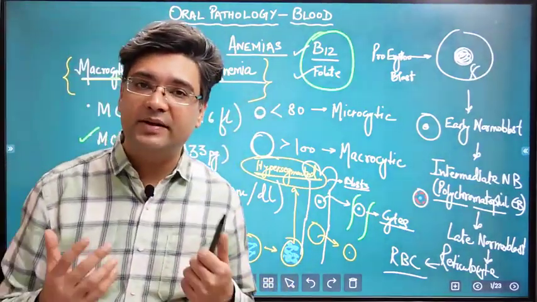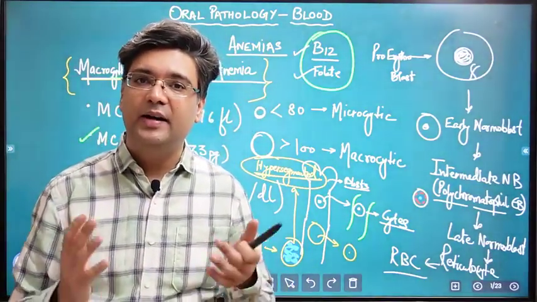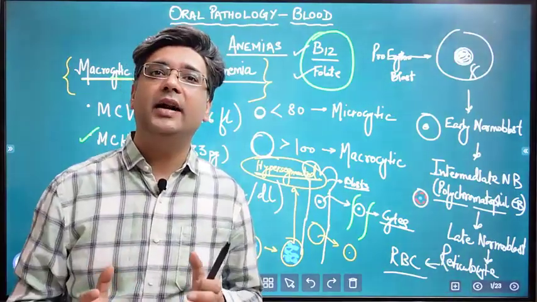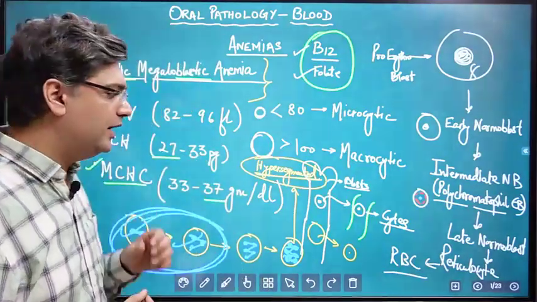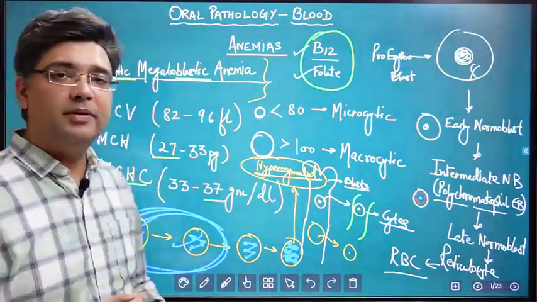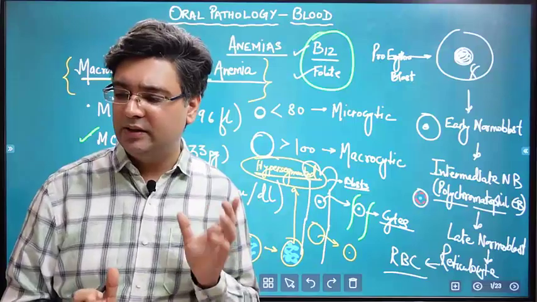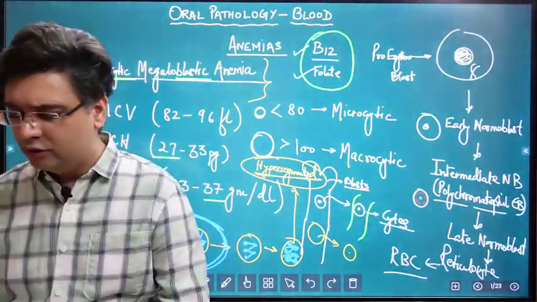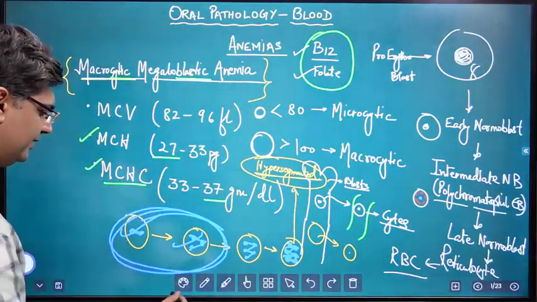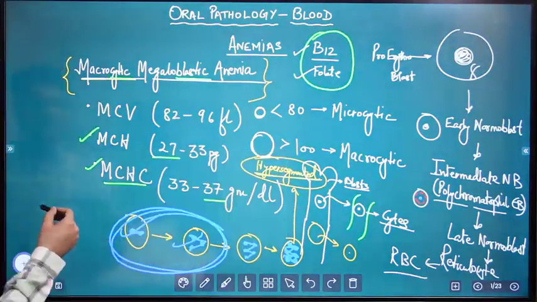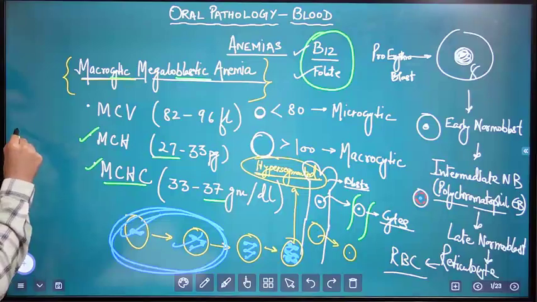The more hypersegmented neutrophils you find, that means the bone marrow right now is not able to divide properly and is not able to generate the cells properly. That means the bone marrow is somehow in trouble. Okay, so later on what happens is, let's see, what is happening here is that bone marrow, if we see, okay, let's focus on the bone marrow.